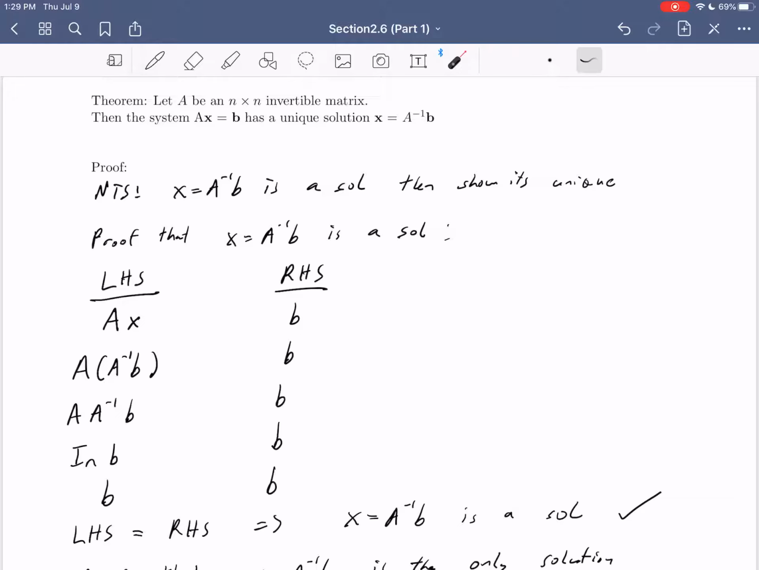Okay, this still doesn't really help us understand what matrices have inverses and which do not. So now it's time to look at our major theorem for this section, which is the theorem that tells us when matrices actually have inverses.